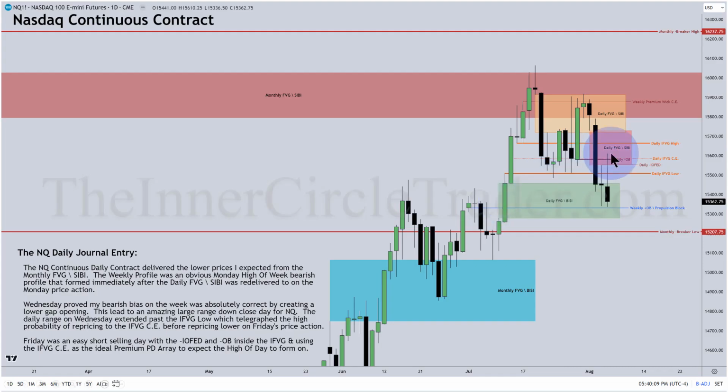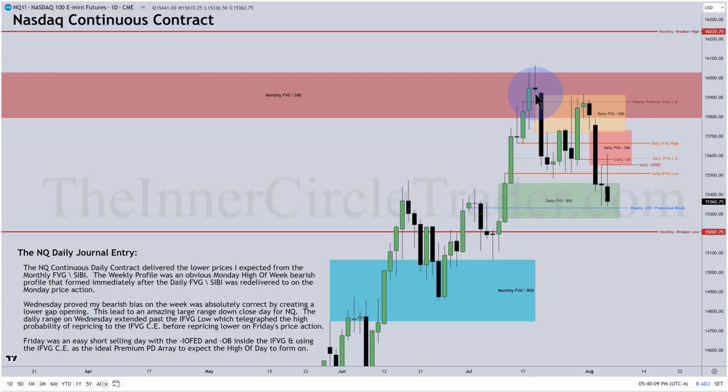Okay? So this inefficiency here forms at what part of this monthly fair value gap SIBI? In other words, between this range high and this range low from the monthly chart, where is this SIBI forming? In the lower half of it. Did you notice that? High to low, that pink range. Halfway point's about right here.